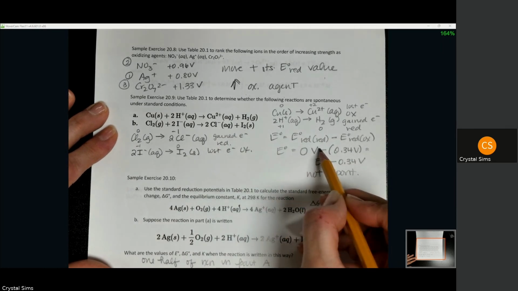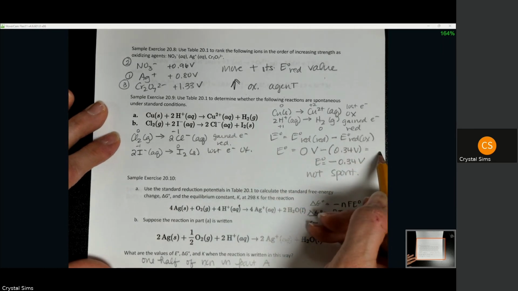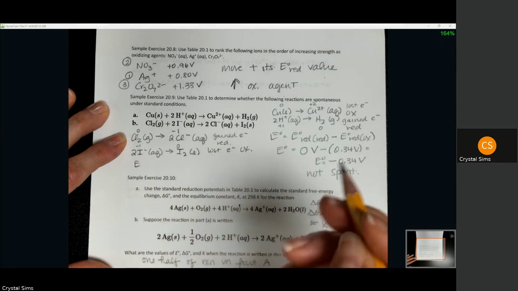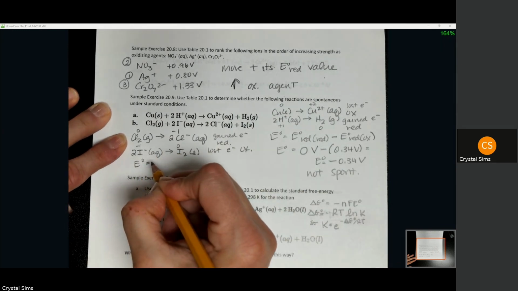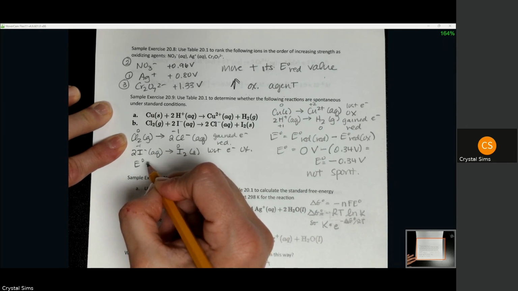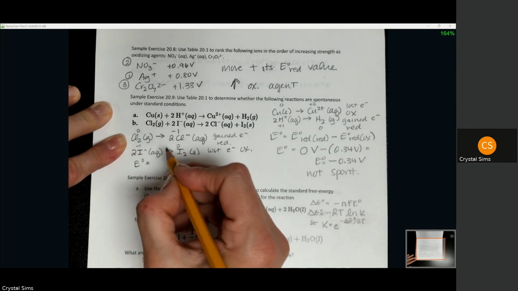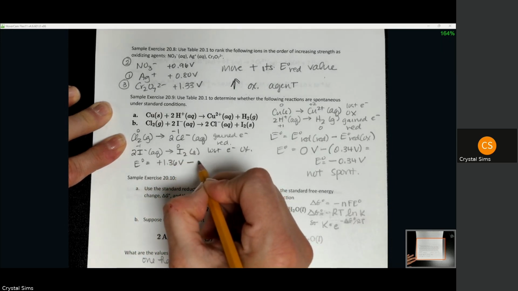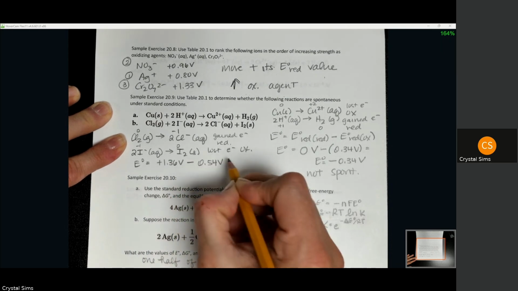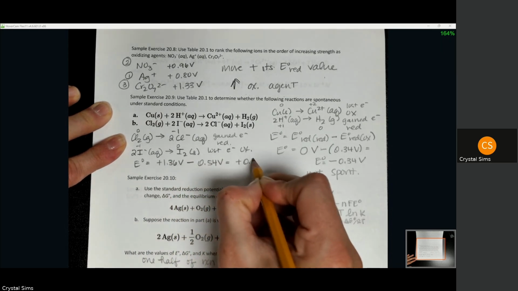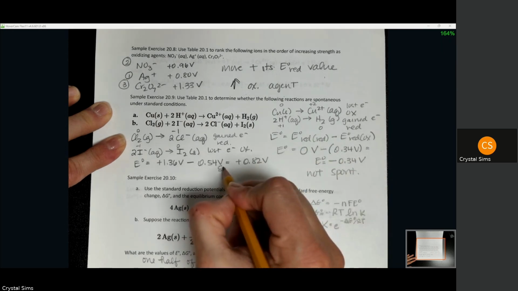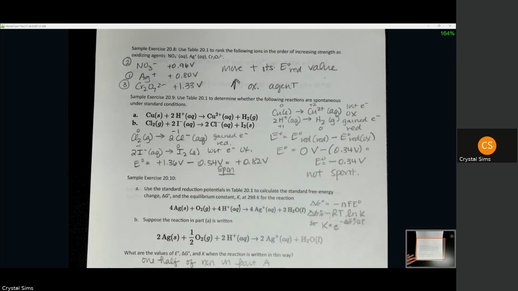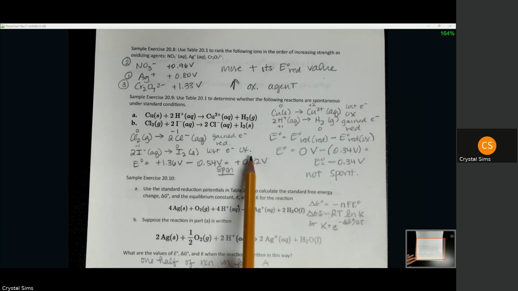So it's our reduced minus oxidized. So I get my value for chlorine, and that is positive 1.36 volts minus 0.54 volts for the iodine, and that gives us a positive 0.82 volts. So this one is spontaneous because it is positive. Okay, so you work it out the same way. Negative value, not spontaneous. Positive value, spontaneous.